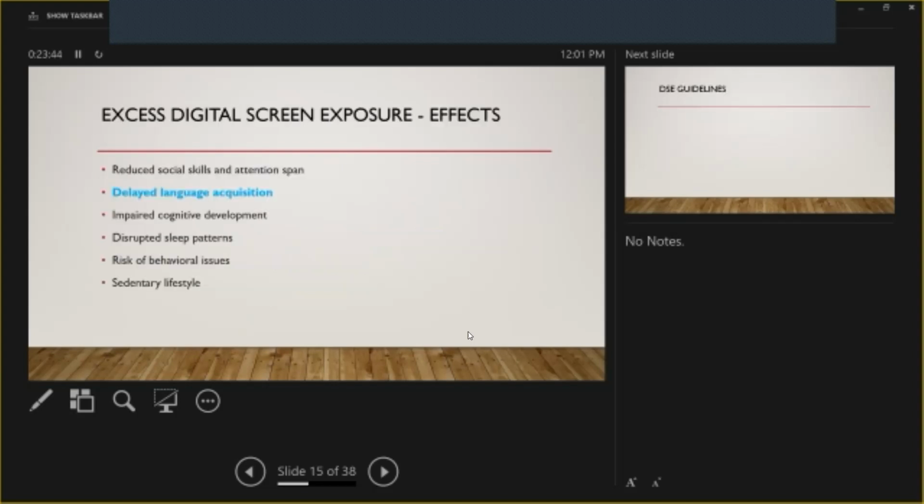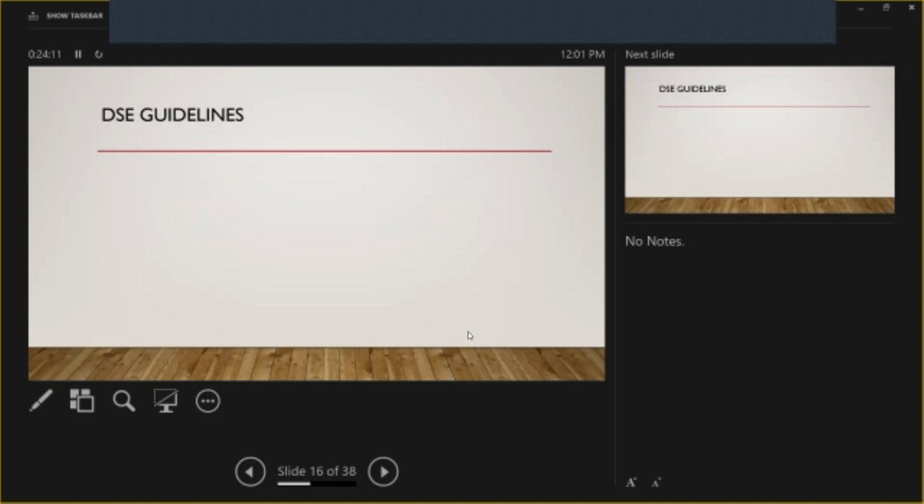Now, why are we worried about excess digital screen exposure? These are the bad effects. It will reduce social skills and attention span. Children who are on phones will have a very low attention span. They have delayed language acquisition. That's why we are doing this lecture today. Their cognition is impaired. Their sleep pattern will be disrupted. They will not sleep properly. There is risk of behavioral issues and sedentary lifestyles. We don't have time to go through all. We are going to focus only on delayed language acquisition.